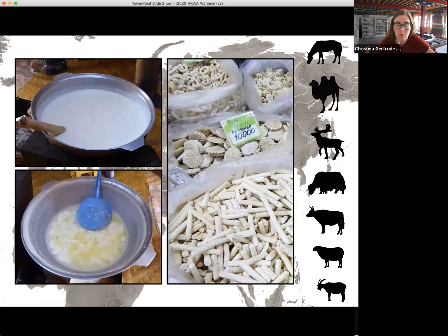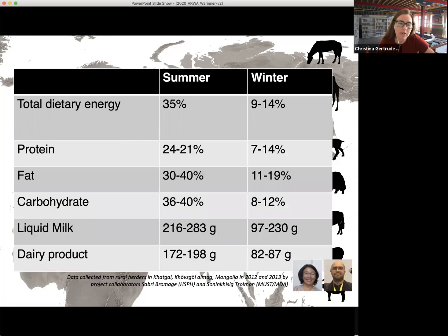And they're produced into a wide variety of fermented products. The amount of dairy consumption is quite high. It makes up a relatively high proportion of the diet. This is data from 2012 and 2013, and prior to the Soviet period, it was even higher. A lot of wheat was introduced in the Soviet period, but before that, the amounts of milk in the diet were even higher. But even the carbohydrate input from these dairy products is still quite high, and this is almost entirely coming in as lactose.